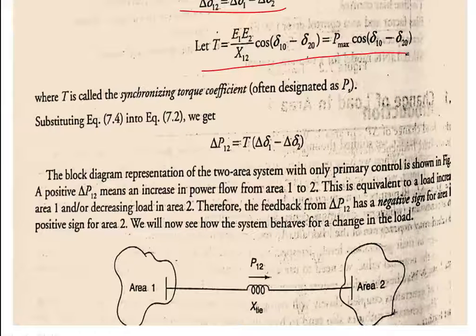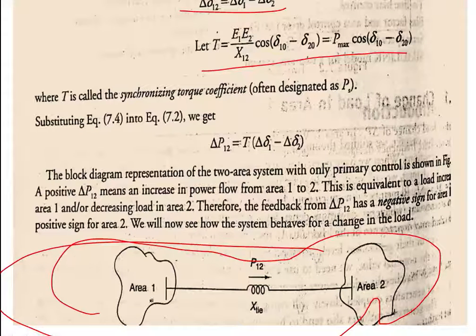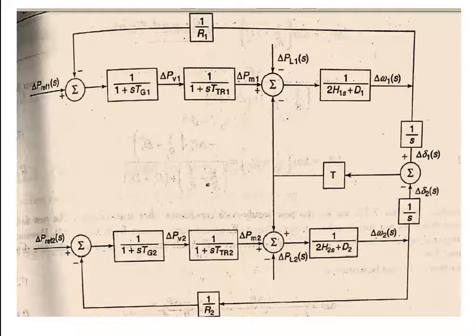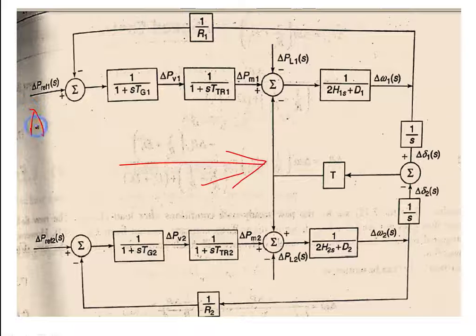So this is the block diagram which shows the tie line flow control. Area 1, area 2, change in power. So this is the block diagram of the two area system. This is with respect to area 1. This is with respect to area 2. So here are the different blocks.